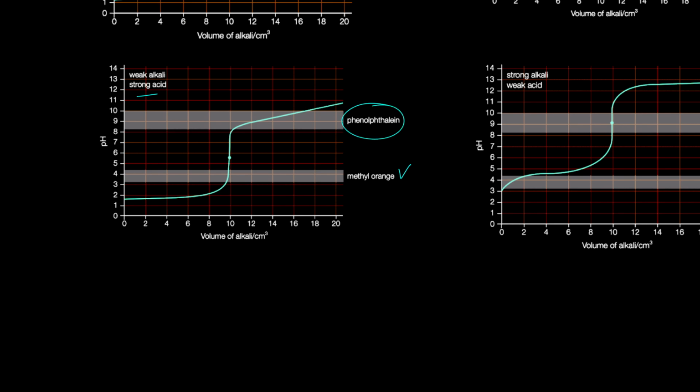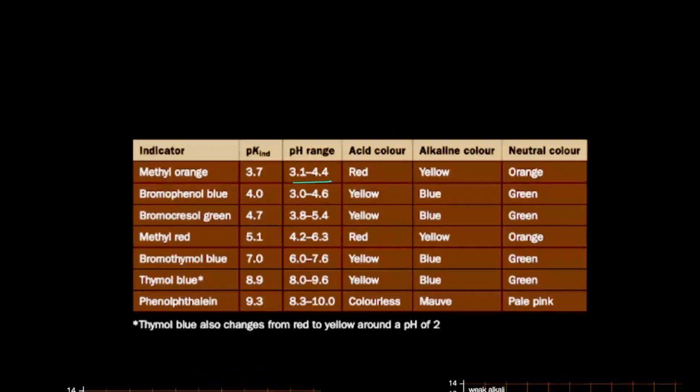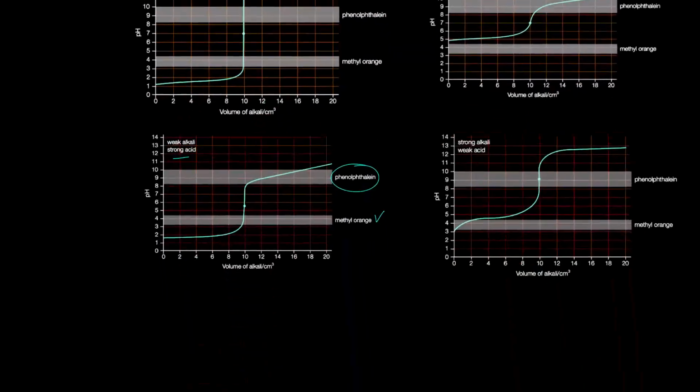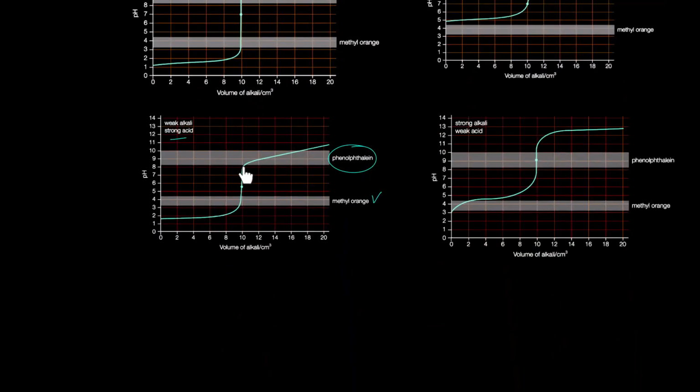Can I use phenolphthalein? Remember, look at my wordings. The range of the indicator must lie completely within the vertical section of the titration curve. Is phenolphthalein lying completely within the vertical section? Just a slight touch to it. It's all the way above. So I can't use phenolphthalein. And that's why methyl orange is the indicator that I'm going to use if I have a strong acid and a weak alkali, right?